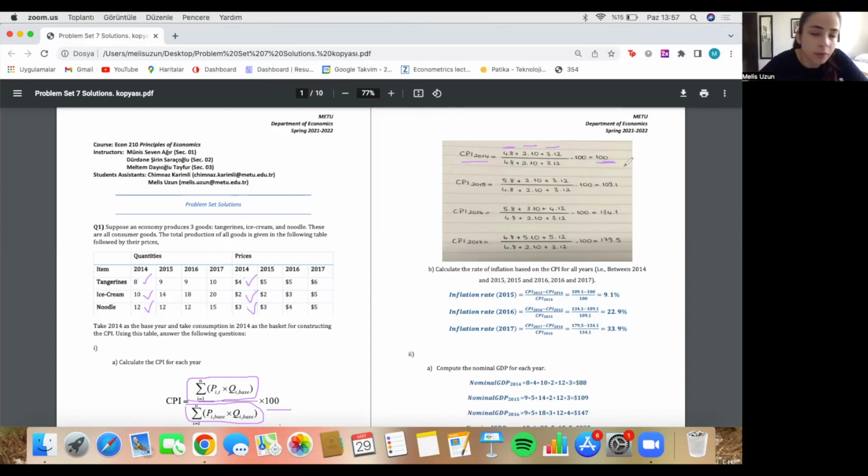So let me give you a little trick. If you calculate CPI for the base year, it will always be equal to 100, because the denominator and the numerator will be the same.